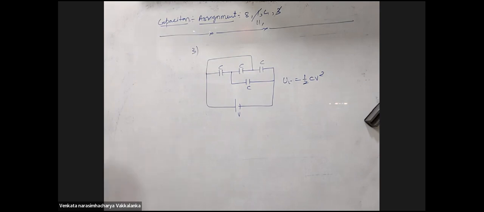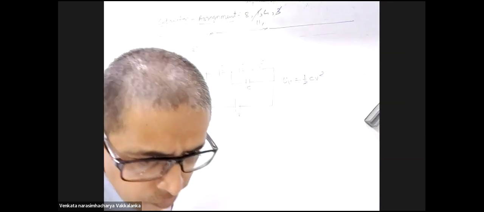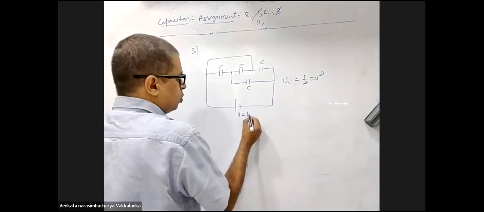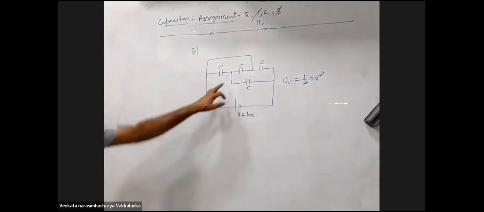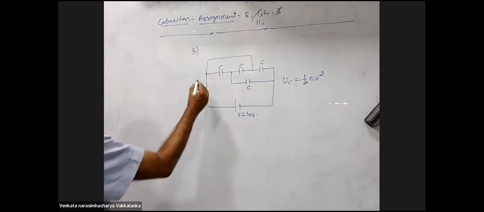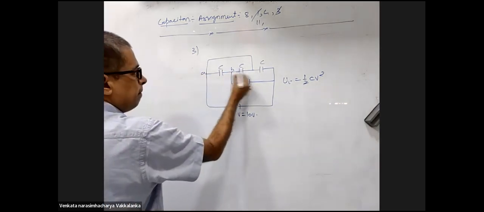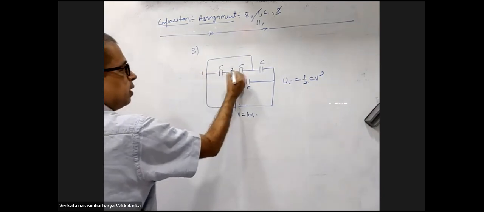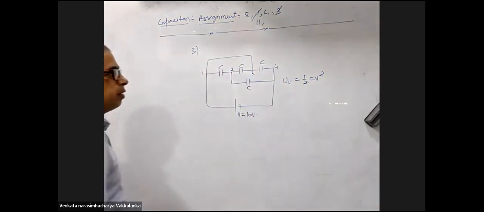Now find out the C equivalent. C is 3 microfarads, B is 10 volts. Now find out the C equivalent. Have a look at it. You will have to rearrange them. Call them as A, B. No, call them as 1, 2, 3 something. 1, 2, 3, 4.